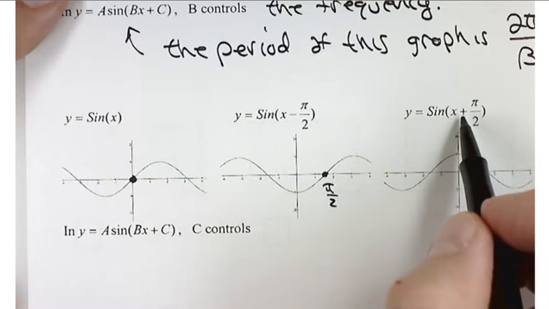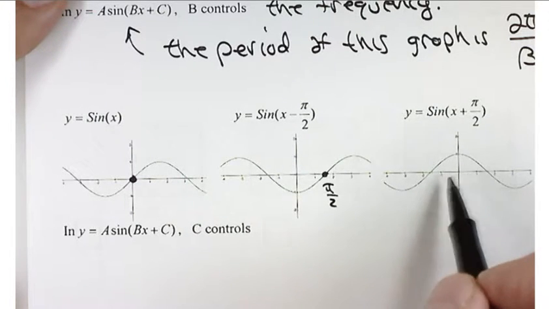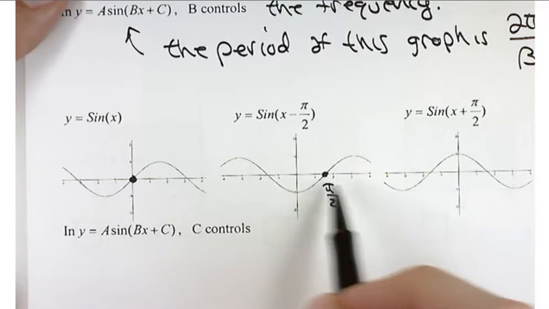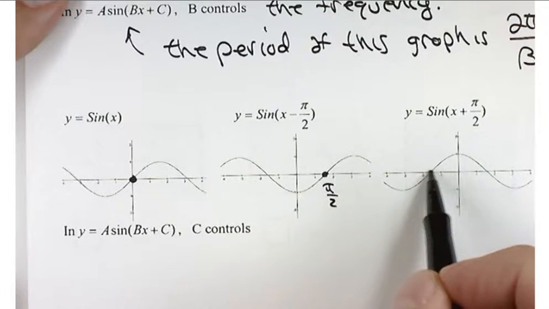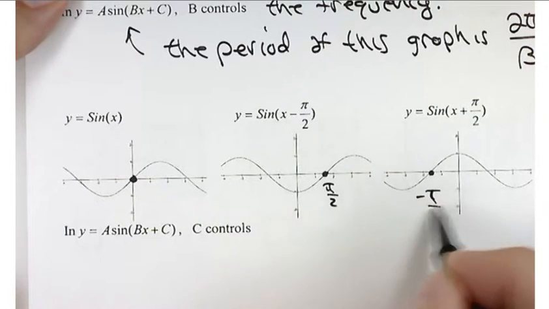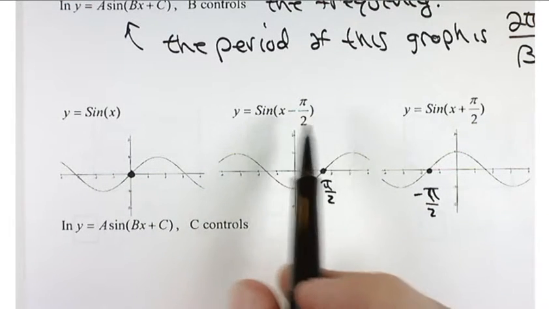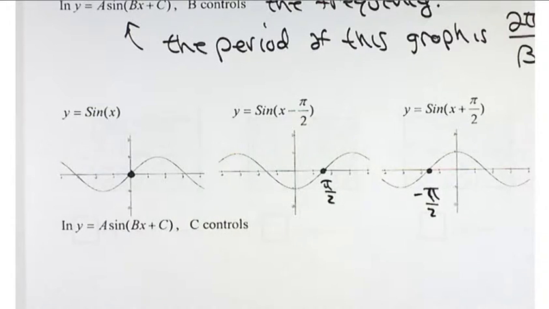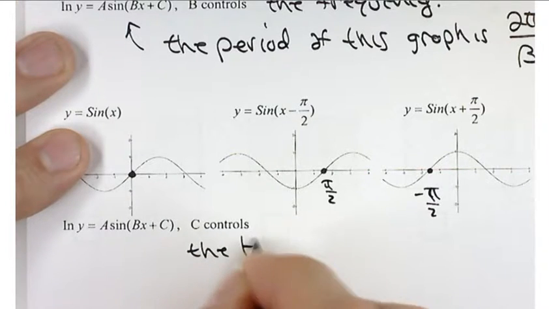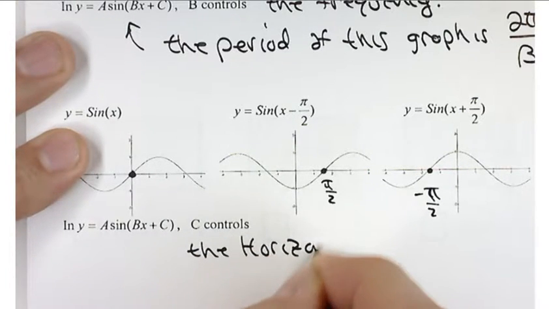If I have x plus pi over 2, then again, I have that point that got shifted. This time it's been shifted over here to negative pi over 2. And so what happens is that this value of c controls things in terms of a horizontal shift.